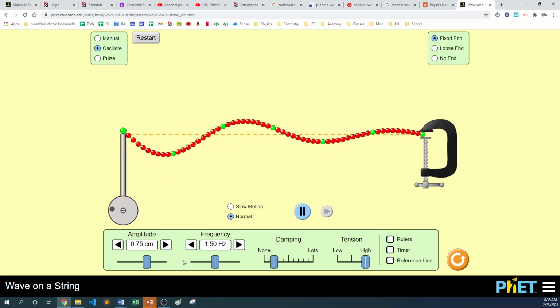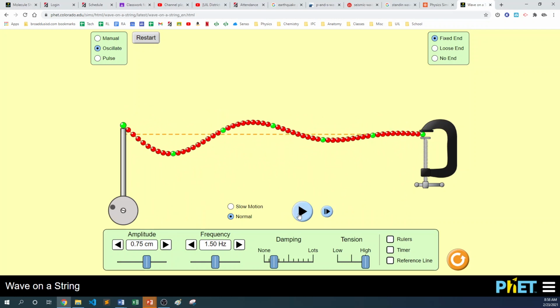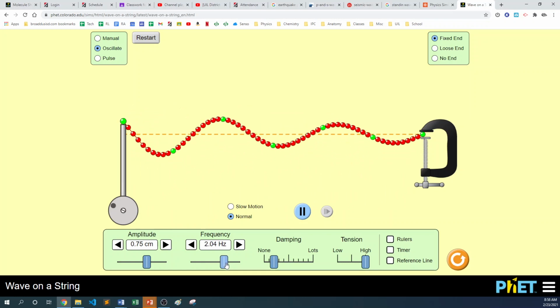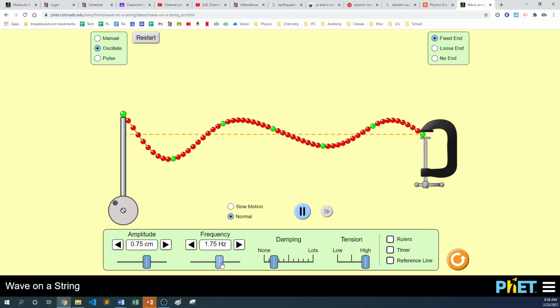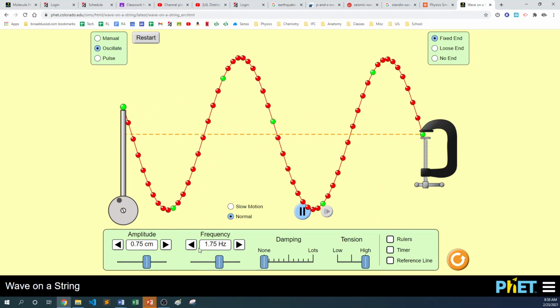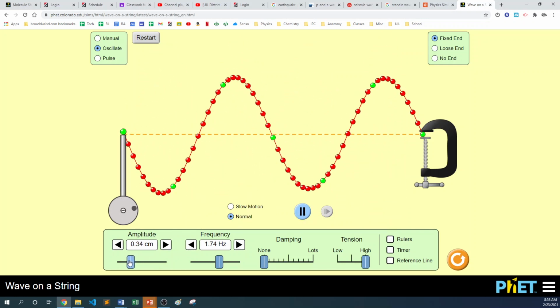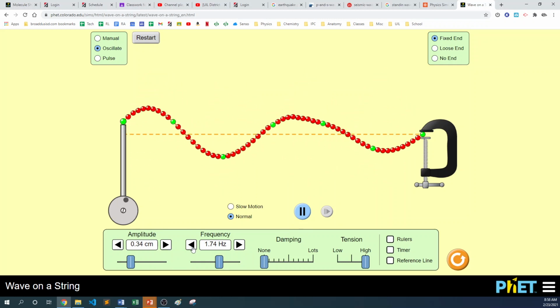So this isn't a standing wave. Let's see if I can get the standing wave. And let's turn off damping. And let's reduce. Almost.